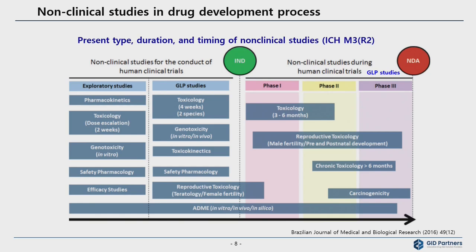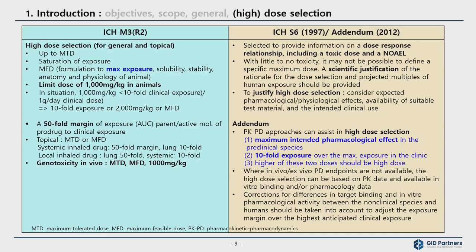So here you can see the diagram showing the type, duration, and timing of non-clinical studies in M3, like exploratory studies, GLP toxicology, and phase 1, phase 2 and 3. So different types of studies for each stage. You can have an overview with this diagram, and then you can have a better understanding of the two guidelines, M3 and S6.